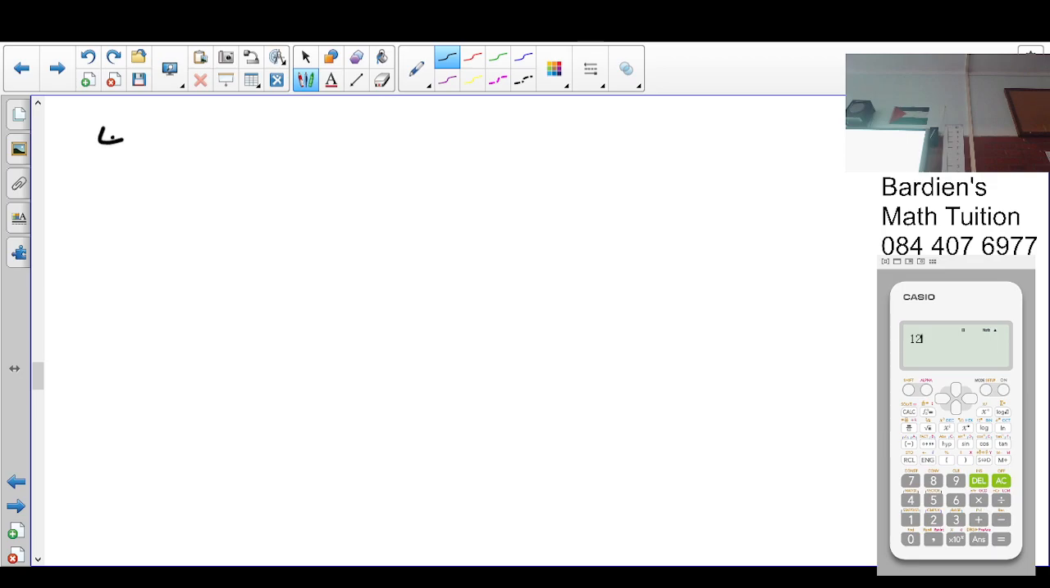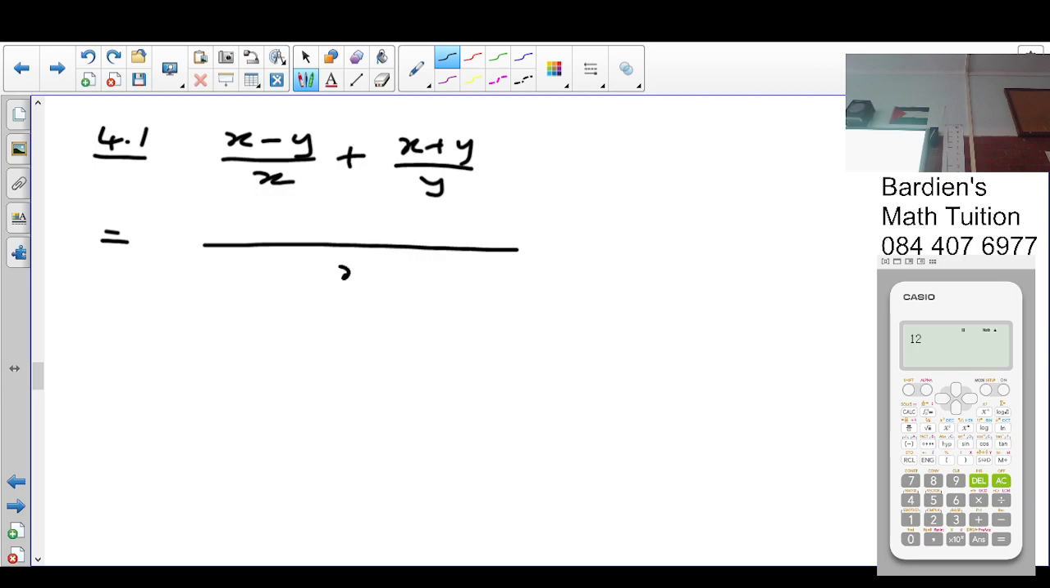So number 4.1, x minus y over x, plus x plus y over y. Is that it? Yes. Okay. So what's your LCM here? So mustn't this be a minus? No. So I must multiply this by y. This must multiply by? I will put a negative.